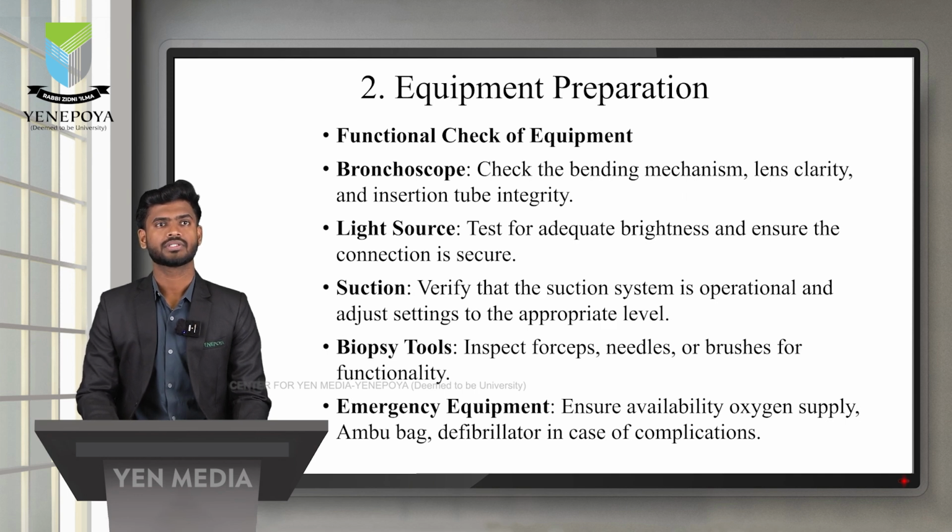Next, a functional check of the equipment. Check the bending mechanics, lens clarity and insertion tube integrity of the bronchoscope. Test for adequate brightness and ensure the connection is secure in the light source. Verify that the suction system is operational and adjust settings to the appropriate level. Inspect forceps, needles or brushes for functionality. Ensure the availability of oxygen supply, ambu bag and defibrillator for emergencies.